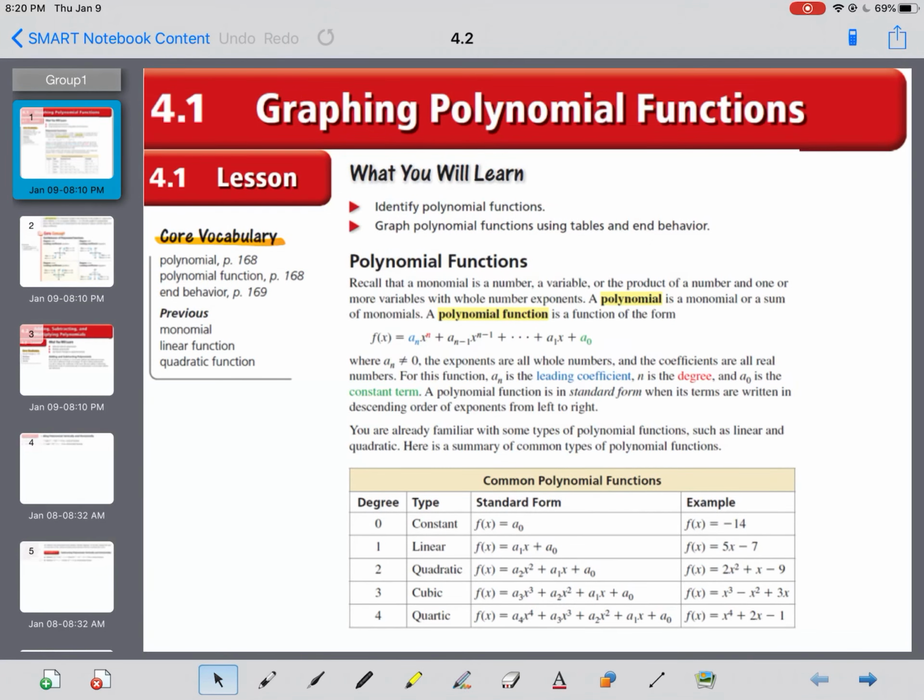All right, we're going to start with chapter 4. But this is going to be section 2, but I'm going to go back over some things from section 1 just to refresh your memory about polynomials in particular.